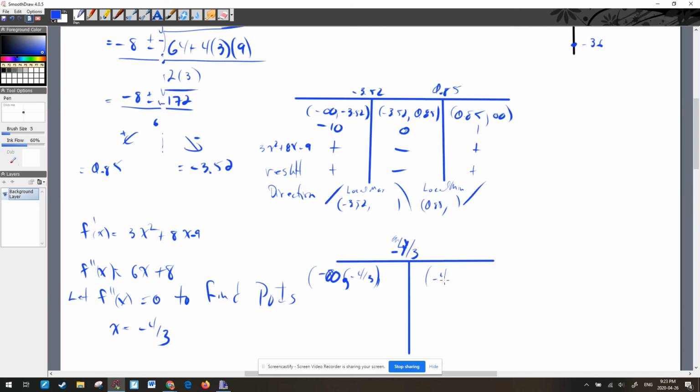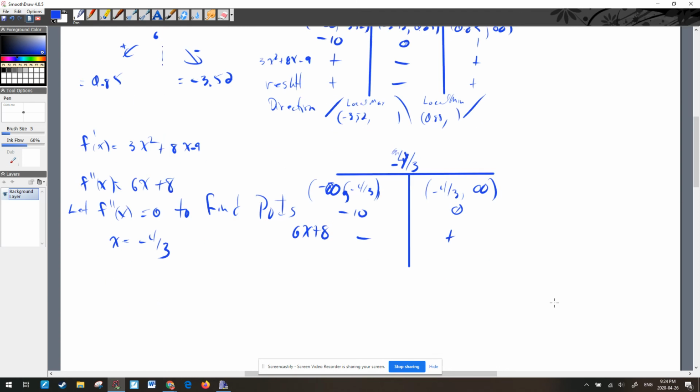And then from -4/3 to infinity. Test values, plug them in. And so we're going to put them into 6x plus 8. We would test our value, I don't know, -10, and that's going to end up being negative. And we're going to test a value of 0, and that's going to end up being positive.